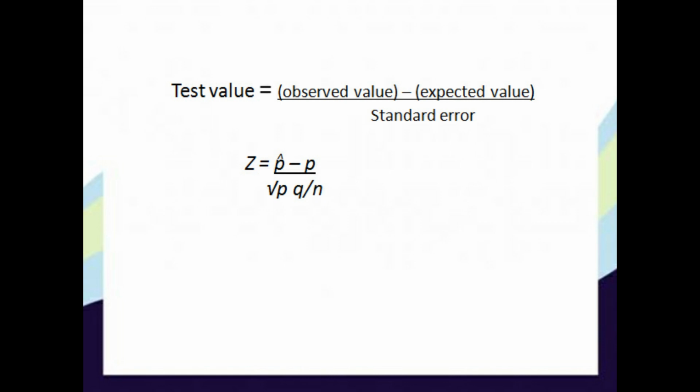standard error. This formula can be derived from the formula z is equal to x minus mean over standard deviation by substituting mean is equal to np and standard deviation is equal to the square root of npq, and then dividing both numerator and denominator by n. Table E is used to find the critical values and p-values.